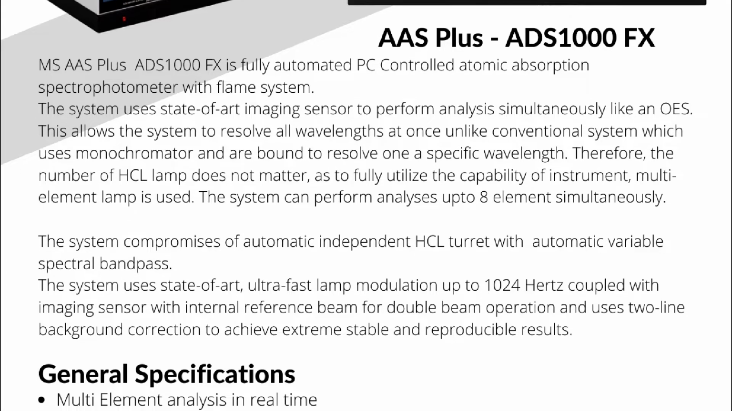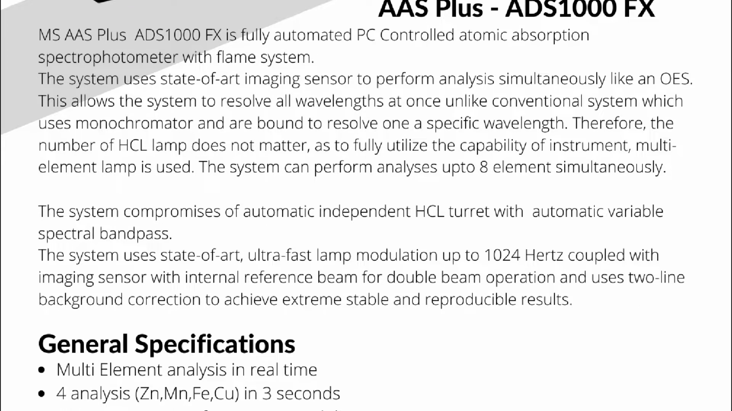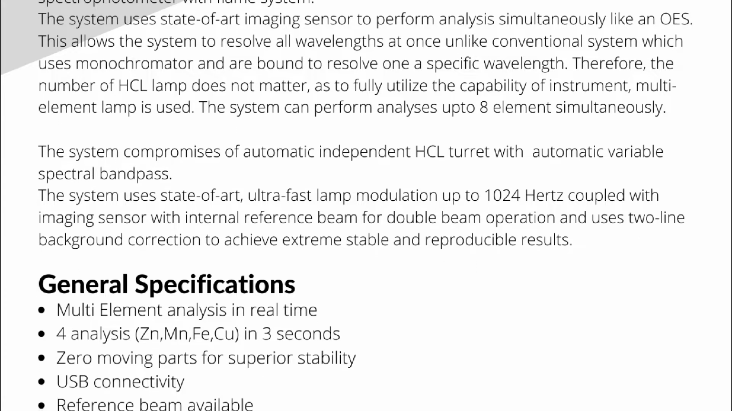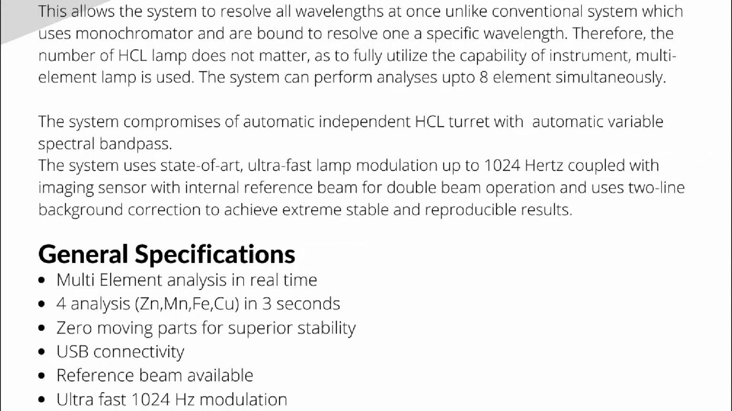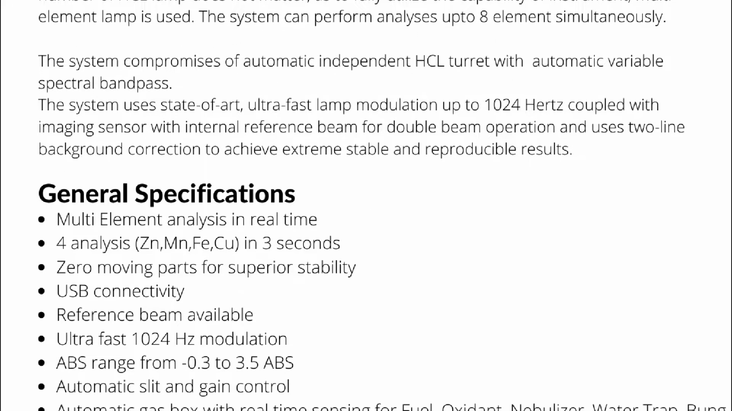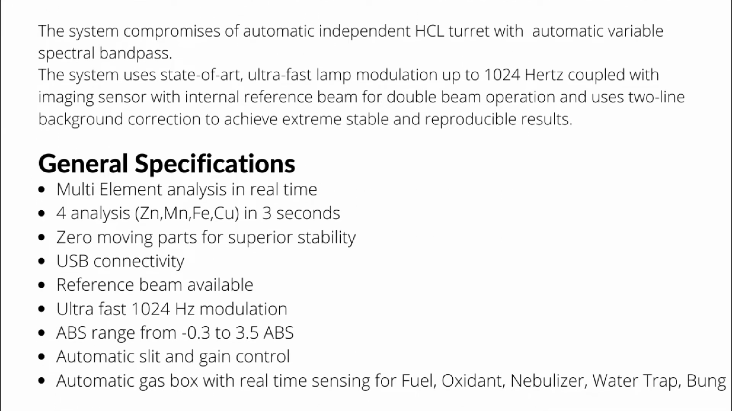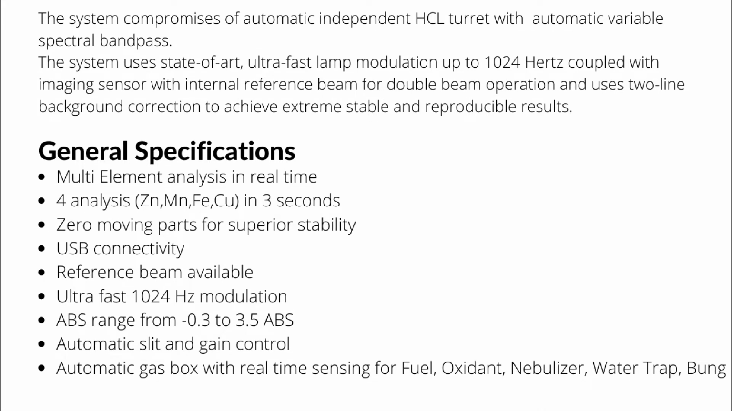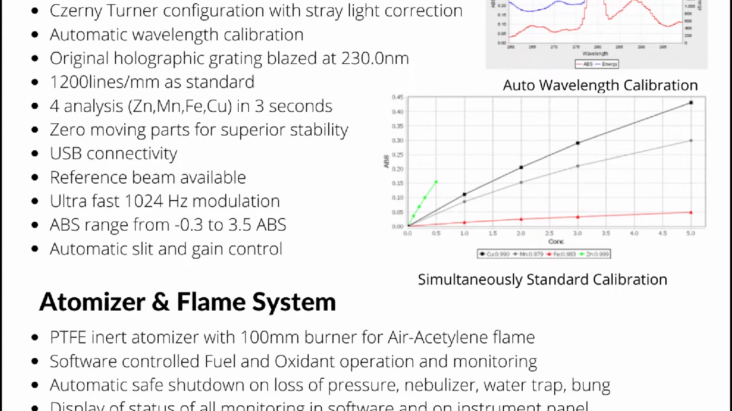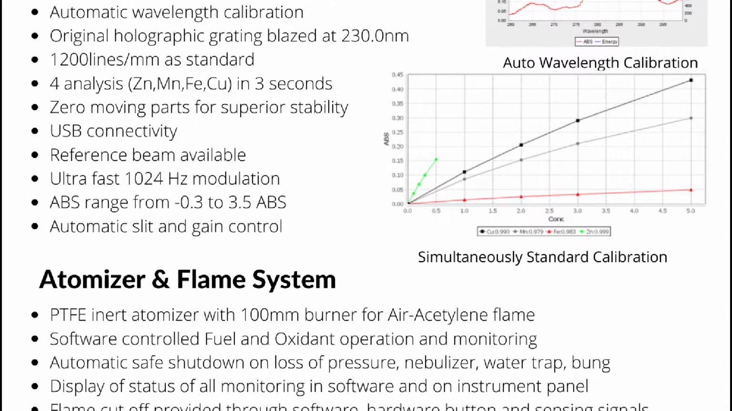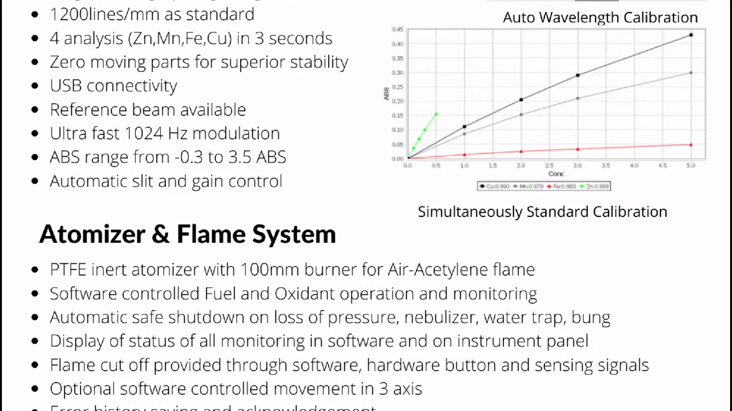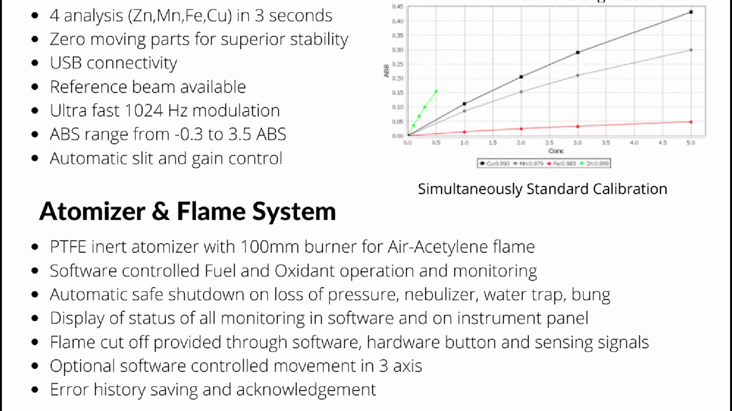The system is not limited by the number of elements which can be deduced in real time, but it is limited by the elements available in the HCL lamp that is being used to perform the analysis. Also, it should be noted that in a single reading, all the element analyses are captured. The system has advanced features like automatic peak corrections, USB connectivity, and uses ultra-fast 1024 Hz modulation for the HCL lamp.